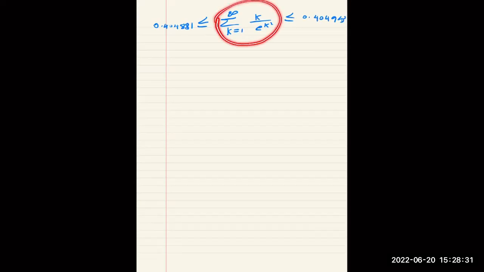This tells you that the sum of your original series, k goes from 1 to infinity, k over e to the k squared, this sum is between these two numbers. What are the two numbers? This is 0.404881 and the other number is 0.404943. This tells you that this actual sum, the original sum of the series, is between these two numbers.